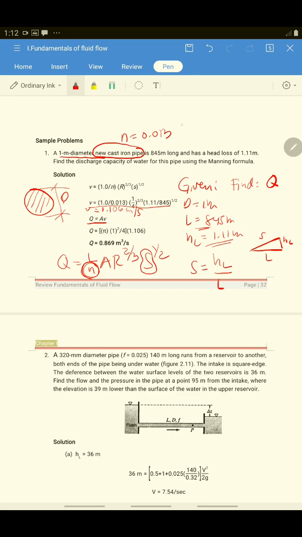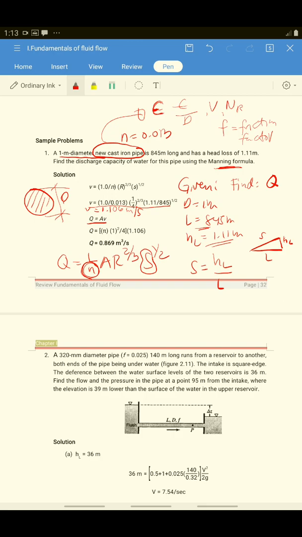There is also, for a new cast iron pipe, a way to determine F, no? For new cast iron pipe, you can determine the value of F because the E, the roughness coefficient, is given. Once you have your E, then you have E over D, and once you have your velocity and your Reynolds number, you can get the friction factor. But here, it is emphasized that we will use Manning's formula. So that's why we use Manning's formula in getting the Q.